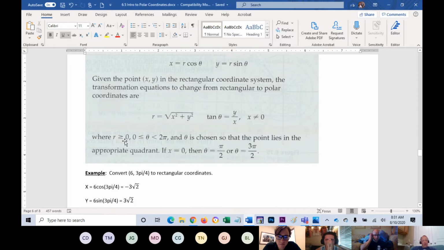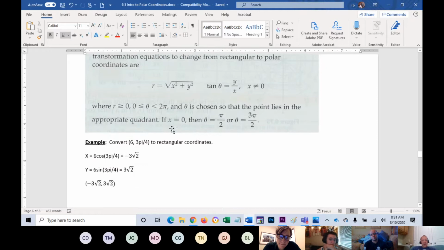Given the point x y in the rectangular coordinate system, the transformation to change from rectangular to polar coordinates is, and this is just the Pythagorean theorem, r is the square root of x squared plus y squared. Tangent of theta equals y over x, and of course x cannot equal 0 or you're in trouble. So r has to be greater than or equal to 0. Theta has to be between 0 and 2 pi, and theta is chosen so that the point is in the appropriate quadrant. If x equals 0, then theta equals pi halves or 3 pi halves.